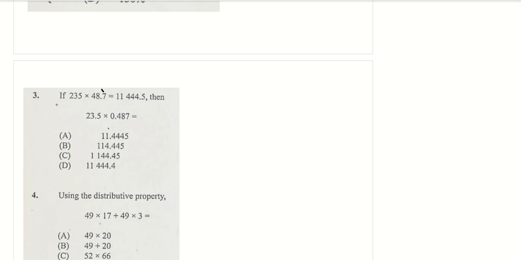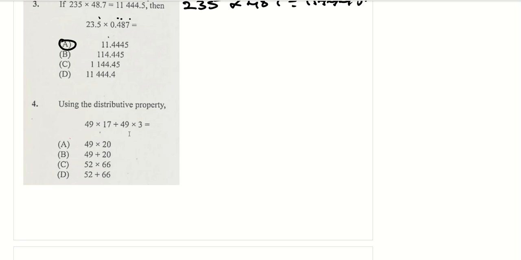This question, you just need to recognize that you count how many digits are after a decimal point. 1, so this one is 1. So we could say that 235 multiplied by 487 is 114445. So if they ask you this, how many digits are there? 1, 2, 3, 4. So you'll have to shift this 4 places. 1, 2, 3, 4. So the answer would be 11.4445. So the answer is A.